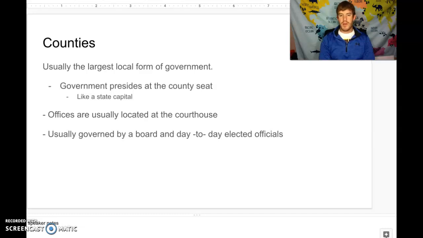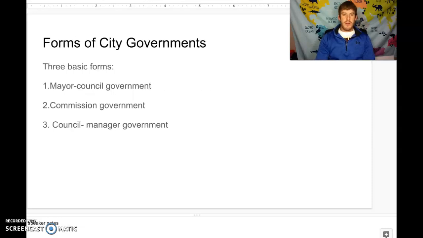And then usually you have the government governed by a board as well as day-to-day elected officials. This would include, for example, the county treasurer, county clerk, people like that. Okay. Forms of city governments. You have three basic forms of city governments: mayor-council governments, commission governments, and council-manager government.